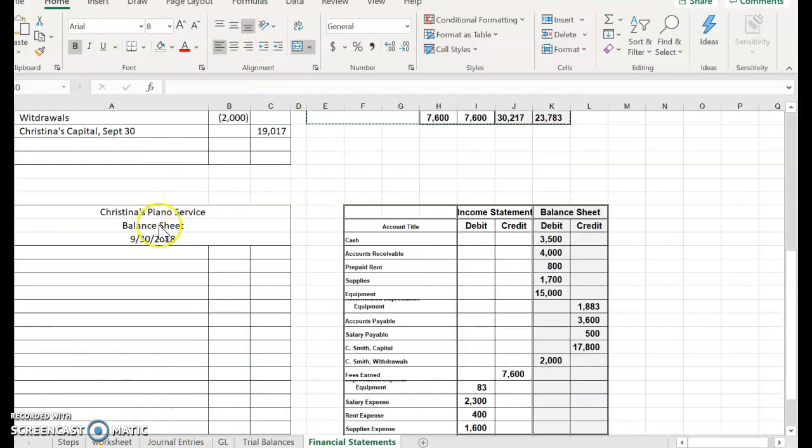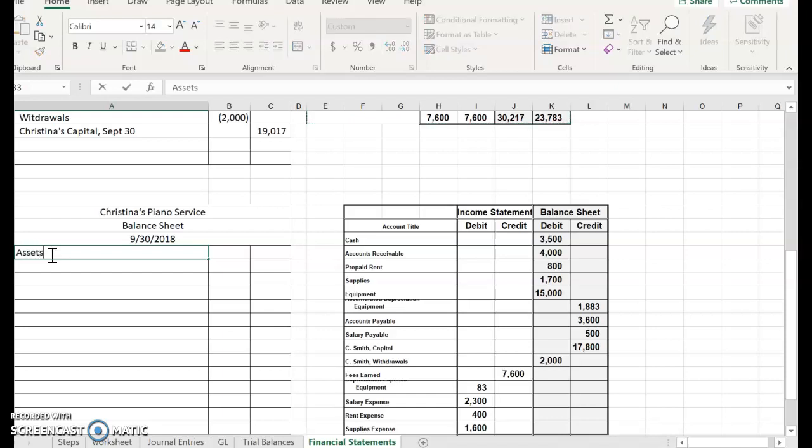Okay, now we'll prepare the balance sheet. We will start with the name, Christina's Piano Service balance sheet. But this time the date is different, because instead of a period of time, the balance sheet is for a moment in time. So we will just have the date, not for a period of time. Alright, so the balance sheet has assets equal liabilities plus owner's equity.